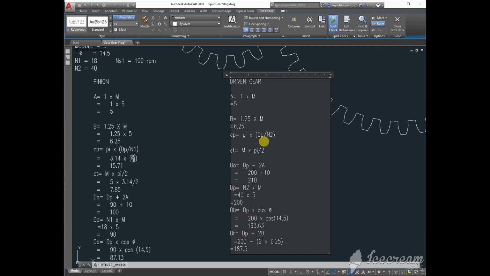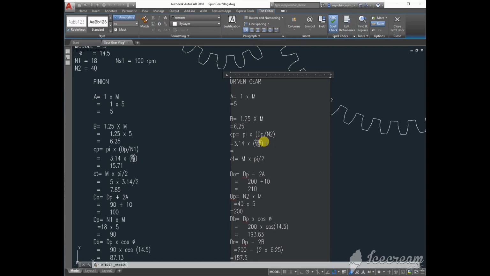For the circular pitch, again, this is equal to pi, which is 3.14, times the ratio of the pitch circle diameter and the number of teeth. So this is equal to approximately 15.7, the same as the previous gear. And we can also say that the circular thickness of the driven gear is equal to the circular thickness of the pinion gear.